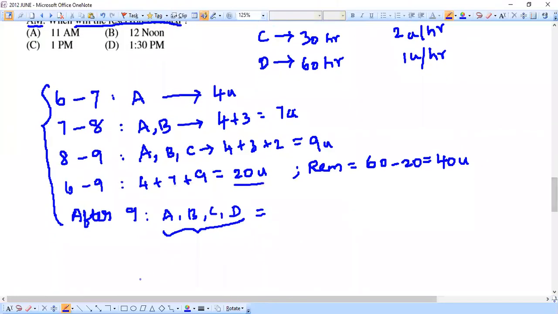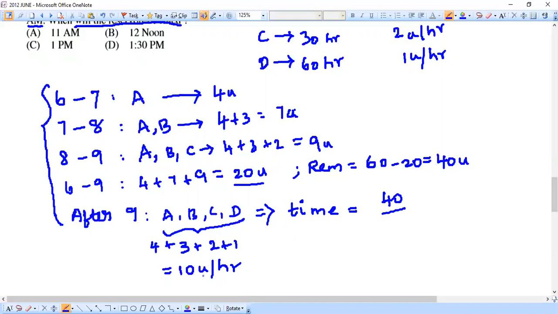If all the 4 pipes A, B, C, D are working, in 1 hour, how many units of work are finished? 4 plus 3 plus 2 plus 1. That gives us 10 units per hour. So if it is 10 units per hour, how much time would it take? Let us calculate that time. Time taken equals the units pending, 40 units, divided by the efficiency, 10 units per hour. 40 divided by 10, so 4 hours it will take.